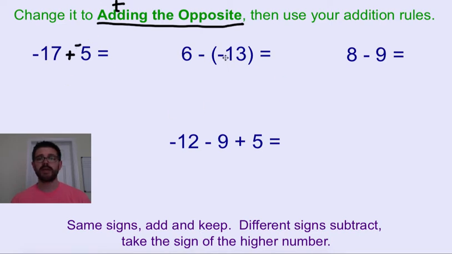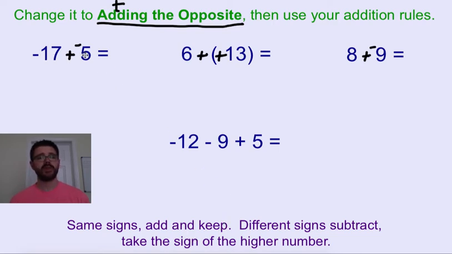Here, 6 minus negative 13. First number stays the same. Subtraction switches to adding. The next number becomes its opposite. It was negative, so now it's a positive. Here, 8 minus 9. Instead of minus, I'm going to make it adding the opposite, which is a negative 9. And then just use your addition rules.